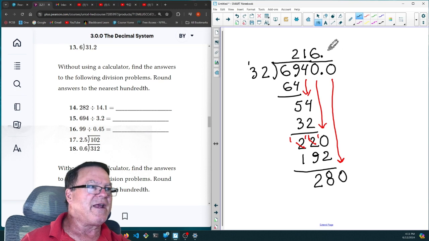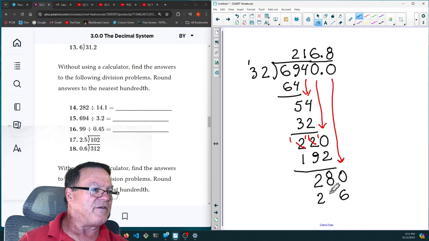I'm going to try 8. I don't know if it'll go, but I'm going to try. 8 times 2 equals 16. I'm going to write the 6 and carry the 1. 8 times 3 is 24, and 1 is 25. I think we picked well.